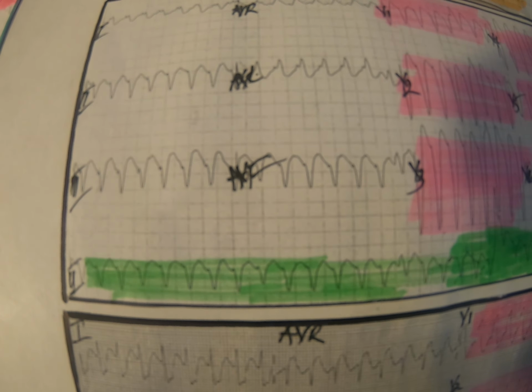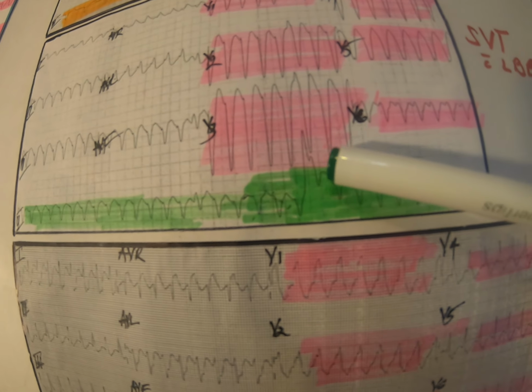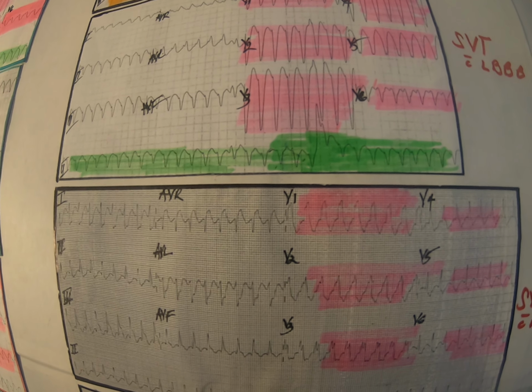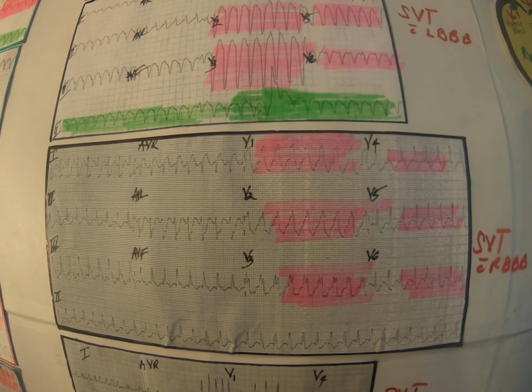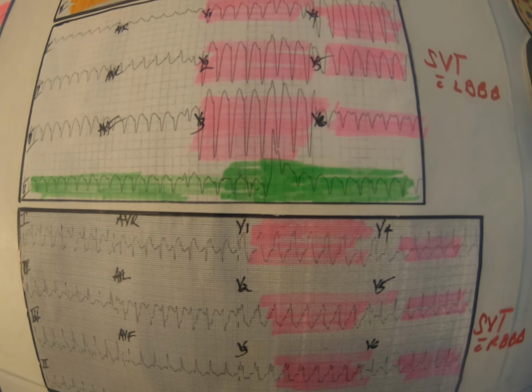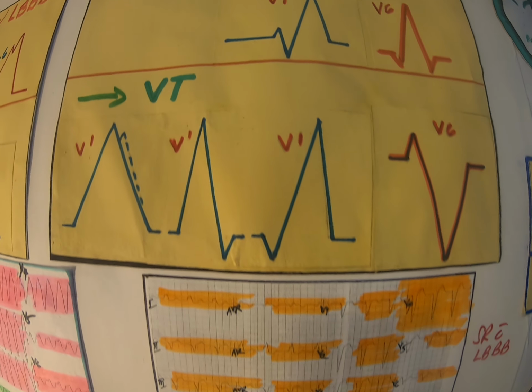It's purely all narrow. This is artifact, so don't worry about that artifact. Disregard that one. There is an SVT with the right bundle here. If you look at V1, it is upright. So let's go with the SVT with right bundle.